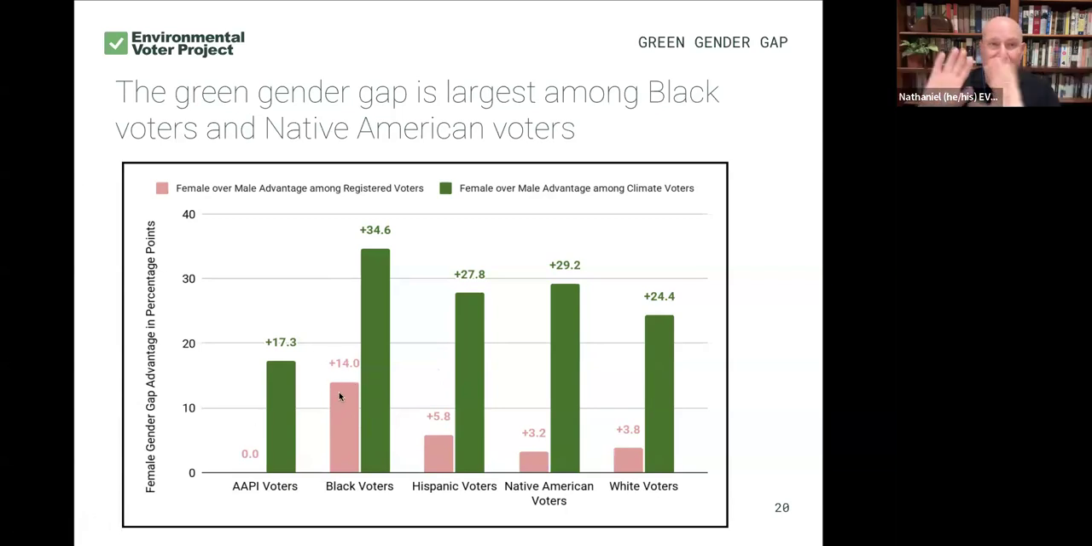When you see that, forget climate voters, when you just look at registered voters and you see that Black women outnumber Black men among registered voters, it tells you how many Black men we are putting in prison, and it tells you how many Black men are dying or being killed in the United States. That's why there's this enormous gender gap in the underlying baseline of registered voters. Even so, when we look at climate voters, it is just dramatic.